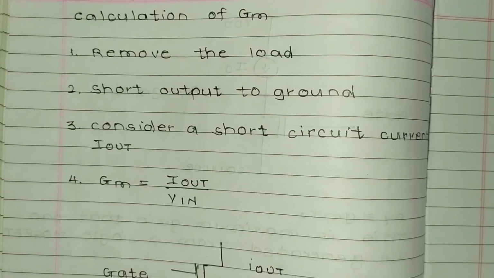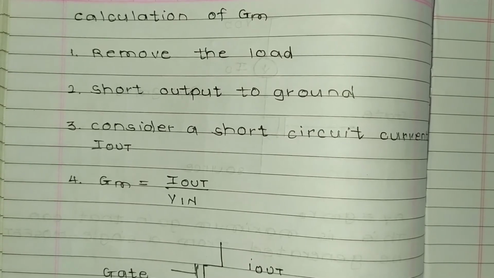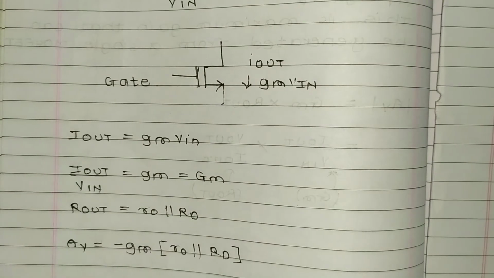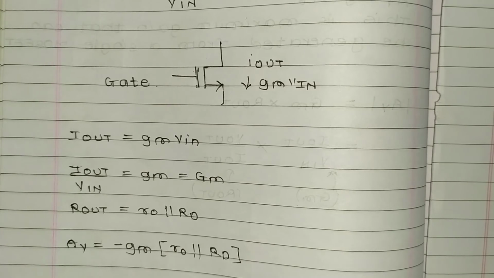Now here we are about to study calculation of GM. First we have to remove the load, then short the output to ground, and third consider a short circuit current I out. So now we remove the load, then short the output to ground, and consider a short circuit current I out. So GM is equal to I out upon V in, we are getting.